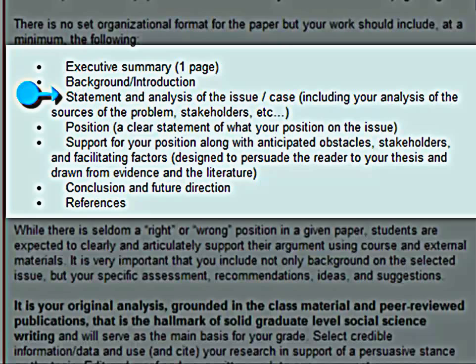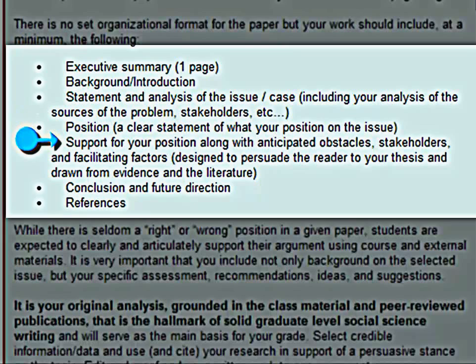Here you are to look into the sources of the problem, the stakeholders or the people who are involved, the financial ramifications, the healthcare ramifications of this issue. You are to include in this analysis a clear statement of what your position is. This is your slant, your point of view that will have to be supported in the rest of the paper with your argumentation and supported by clear, well-used, academic, credible sources.